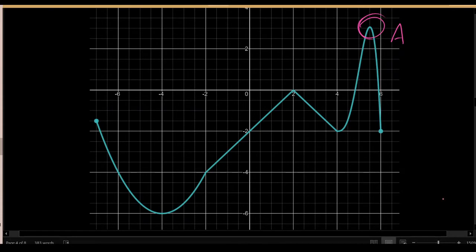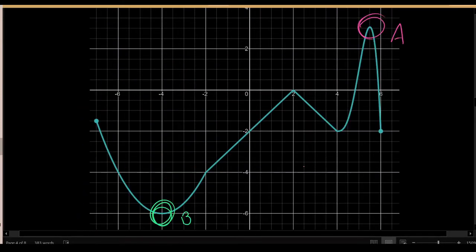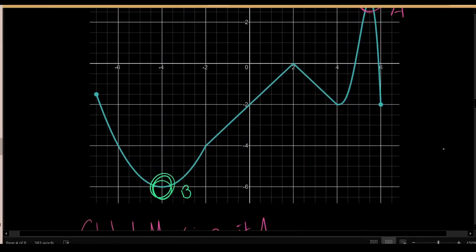What about global minimum? Which point on the graph is lower than any other point in the picture? I think that global minimum is located down here. The graph never falls below this point. So I'll call that point B for short. Point B would be the location of a global minimum. The local maxes don't have to be higher than any other point. They just have to be higher than any nearby point.